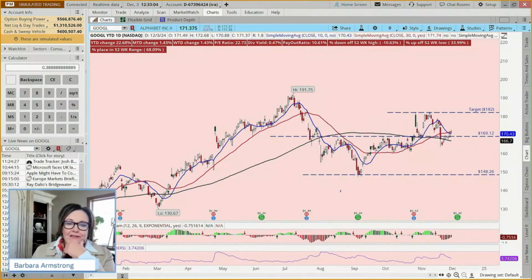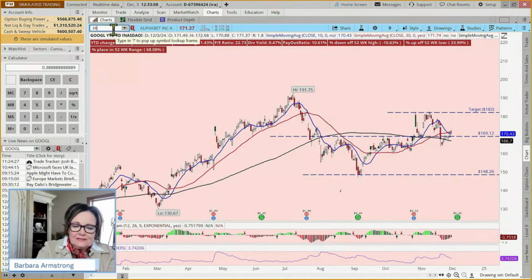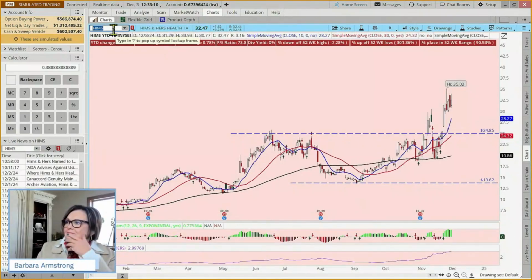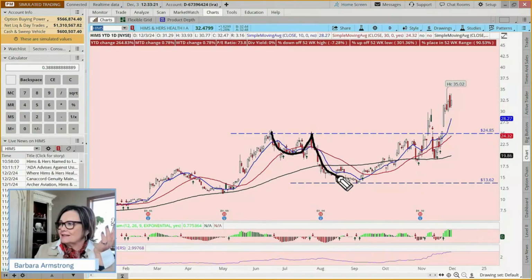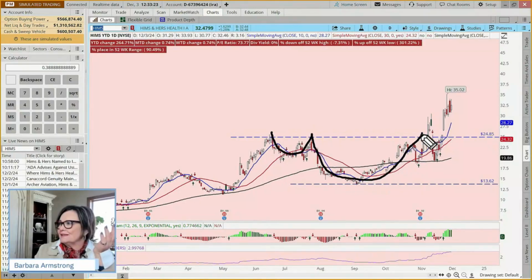So there's another inverted Head and Shoulders pattern. How about this one, HIMS? Again, are you seeing this pattern that I'm seeing? And to me, this is like the ultimate Rorschach test. Just because I see something doesn't mean you see it. And then it kind of broke out. So it's not perfectly symmetrical, but man, it's broken out again and taking off.